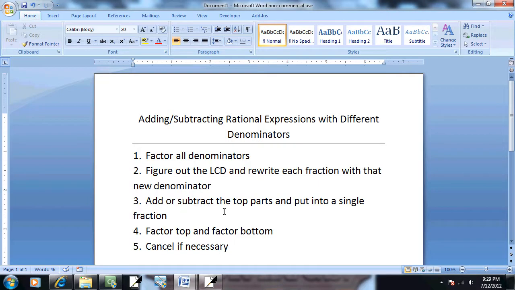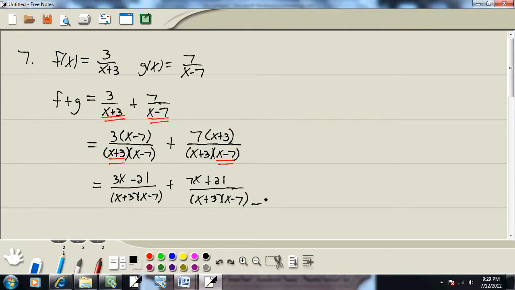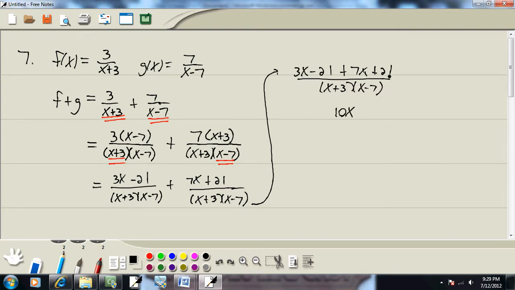Step 3, add or subtract the top parts and put into a single fraction. Well, this is a plus in between them, so we're going to have 3x minus 21 plus 7x plus 21, all over x plus 3, x minus 7. Now, no matter where you are in math, combine like terms. 3x plus 7x is 10x. Negative 21 plus 21 drops away.